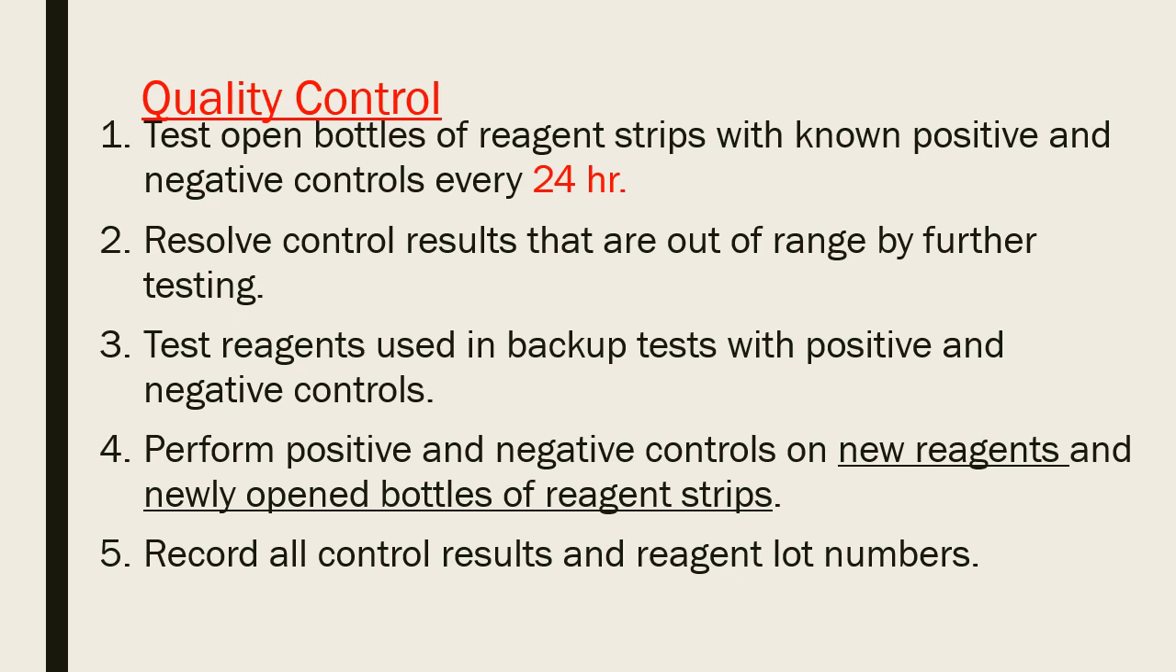For backup tests, like your chemical testing, such as heat and acetic acid, SSA, and Benedict's test, perform positive and negative controls on your reagents and on newly opened bottles of your reagent strips. Also do this for a new lot number, and record all your control results and reagent lot numbers.